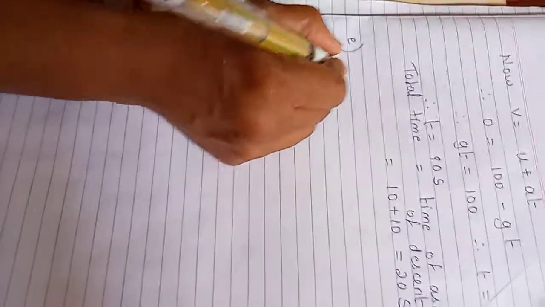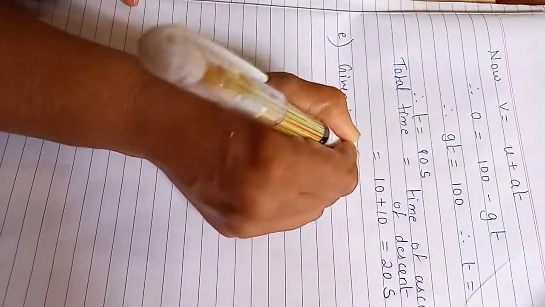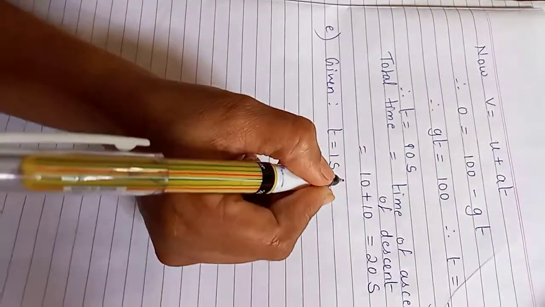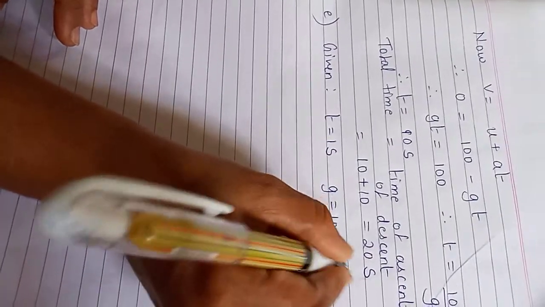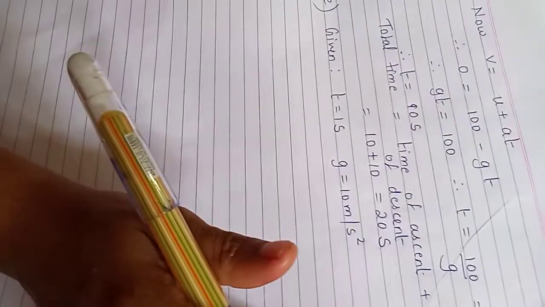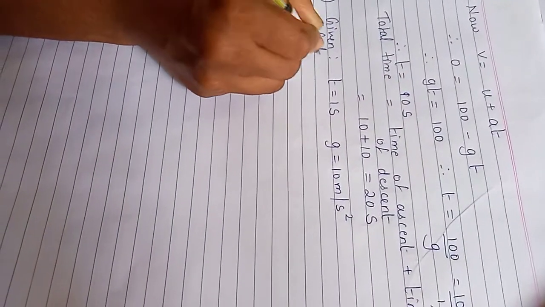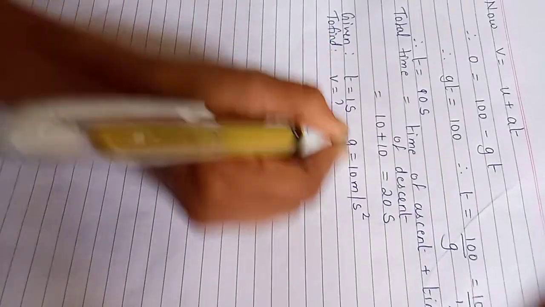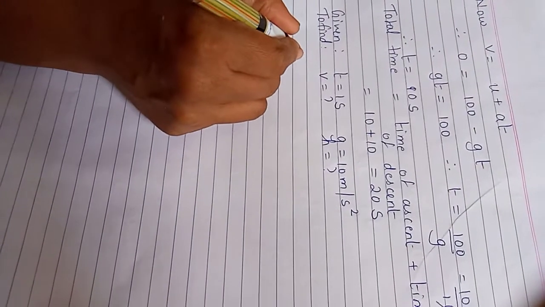Problem number E. A ball falls off a table and reaches the ground in 1 second. Time is 1 second. Assuming g is 10 meter per second square, calculate the speed after reaching the ground and the height. To find what? V and H. Okay.